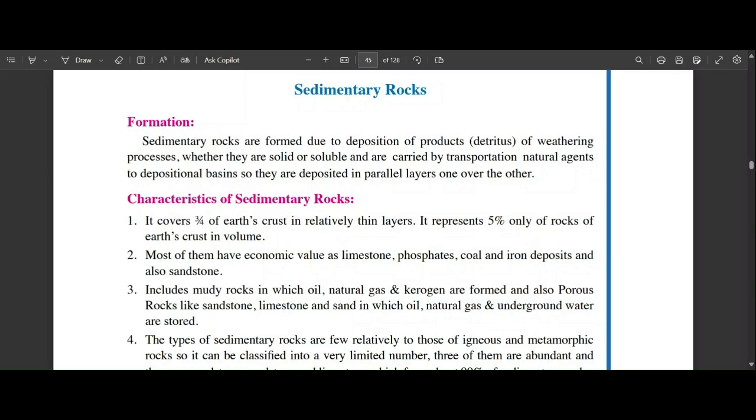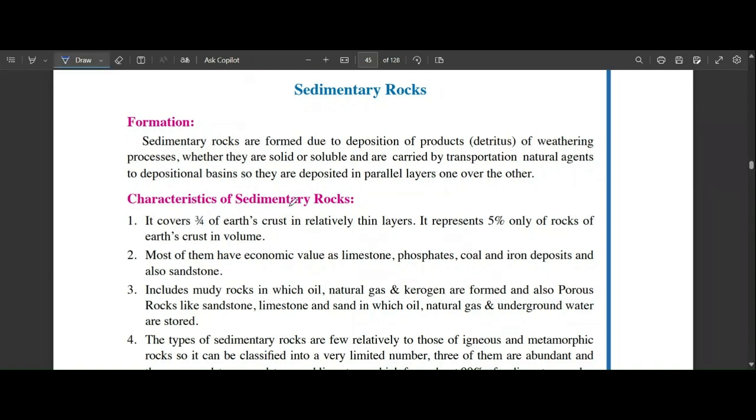Now we will talk about sedimentary rocks formation. Sedimentary rocks are formed due to deposition of products, detritus, of weathering processes, whether they are solid or soluble, and are carried by natural transportation agents to depositional basins. So they are deposited in parallel layers, one over the other.